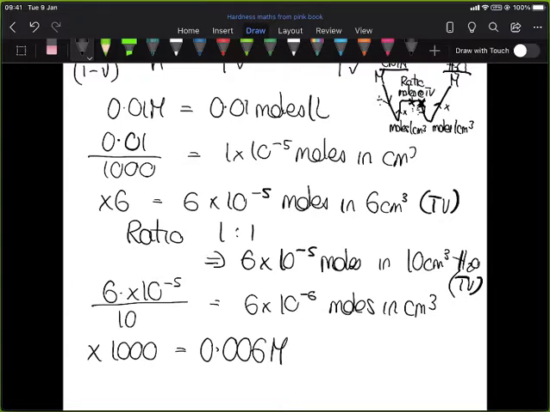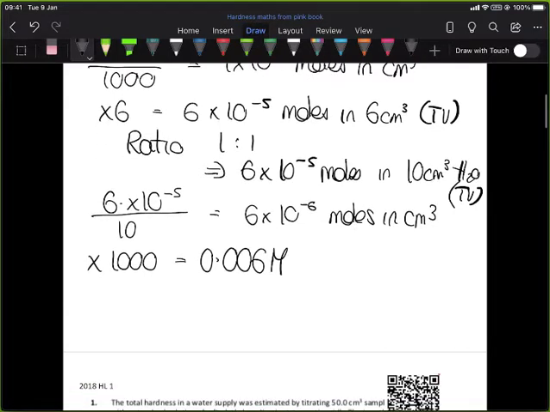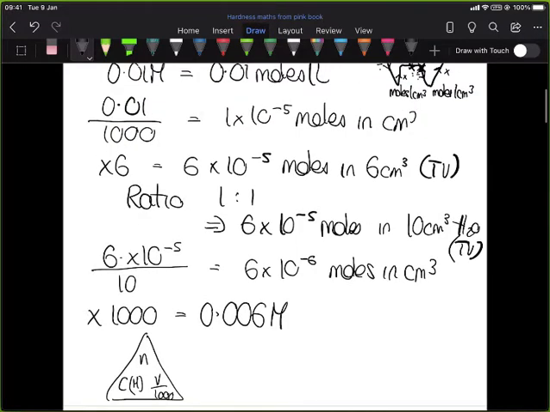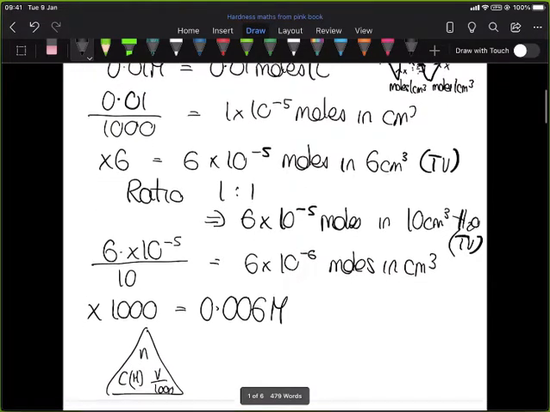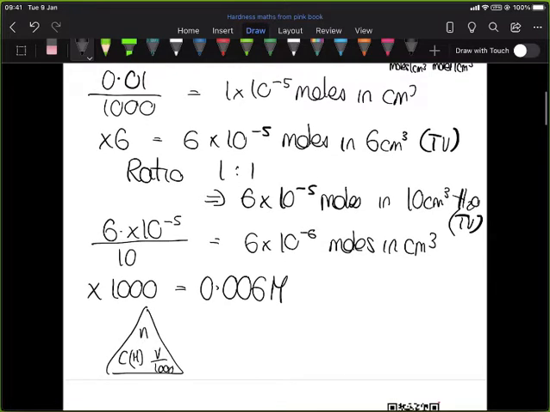Now, can I just show you the fourth triangle when we do it? The fourth triangle is the one where moles is on the top. And it is C, so concentration in moles per liter, by V over 1,000. So in the first part up here, when I wanted to find out what my moles were in 6 centimeters cubed, I could put in 0.01 multiplied by 6 over 1,000, and that will give me this answer.